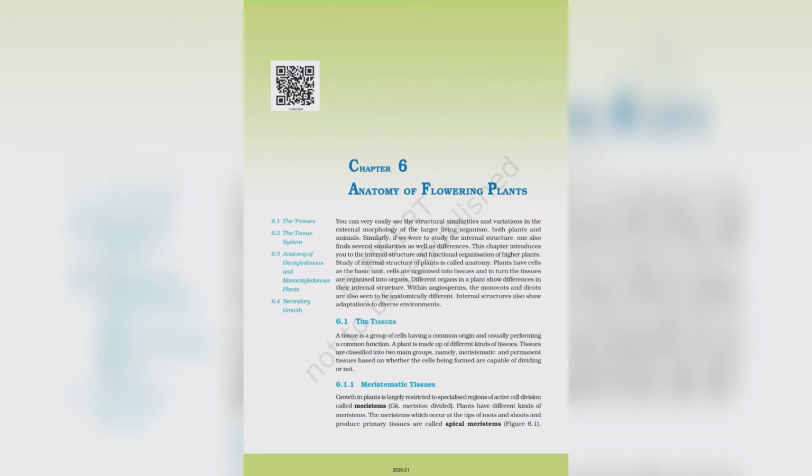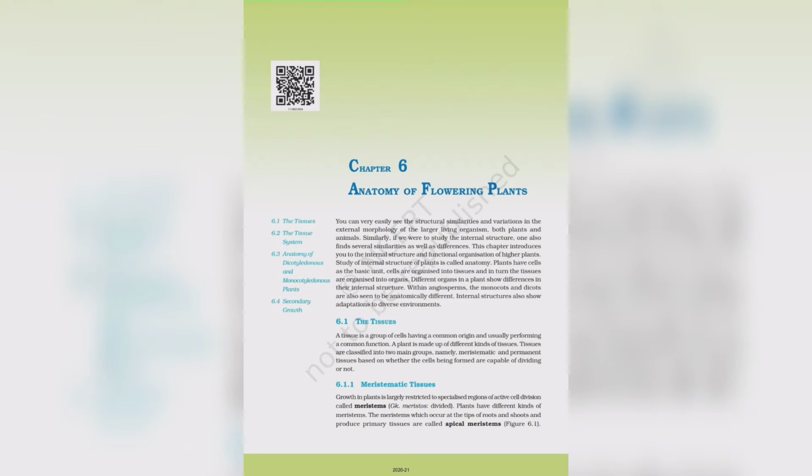6.1.1 Meristematic tissue. Growth in plants is largely restricted to specialized regions of active cell division called meristems. Plants have different kinds of meristems. The meristem which occurs at the tip of root and shoot and produces primary tissues is called apical meristem. Root apical meristem occupies the tip of a root, while shoot apical meristem occupies the distal-most region of the stem axis.